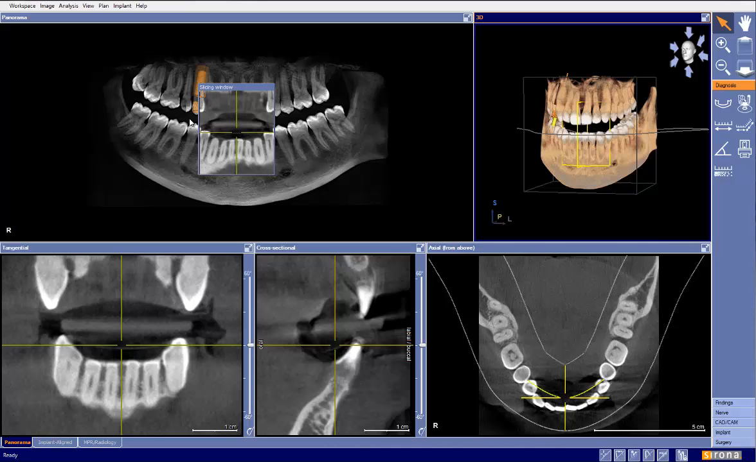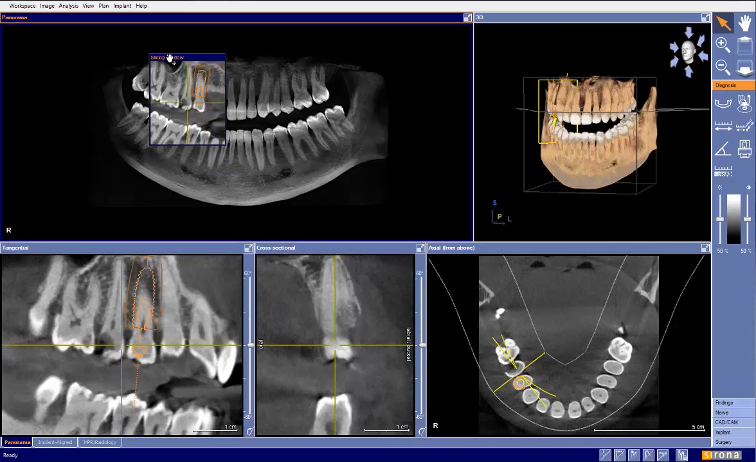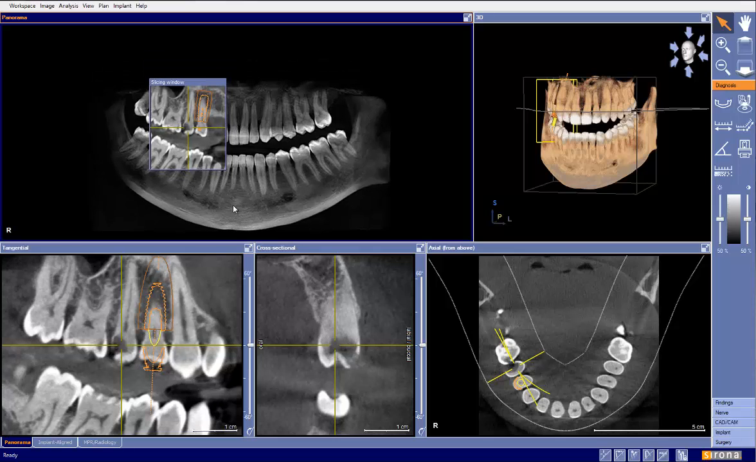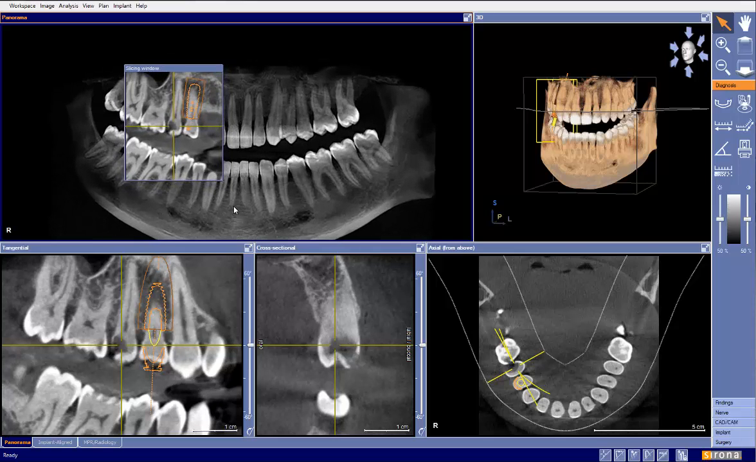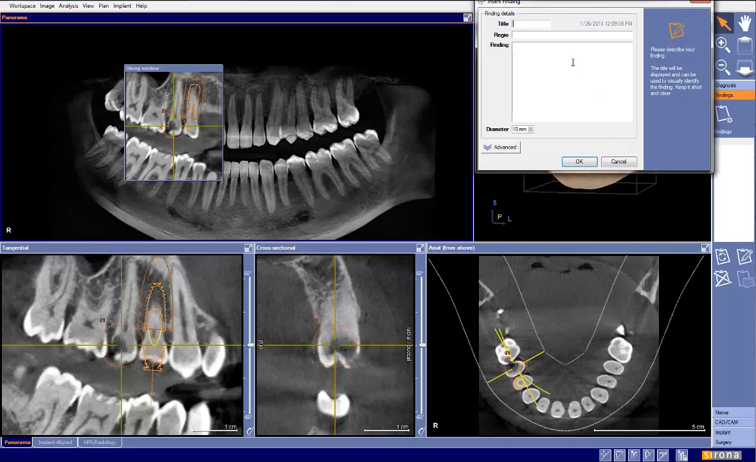So the first thing I noticed in looking at this scan is right here, again, we can't reliably use cone beam for detecting decay, but I'm a little concerned about the area on tooth number 4 and tooth number 3. So there was no finding there mentioned here. So what I would consider doing is adding a finding, and I would put like decay question mark, possible area of decay on number 3 and number 4.